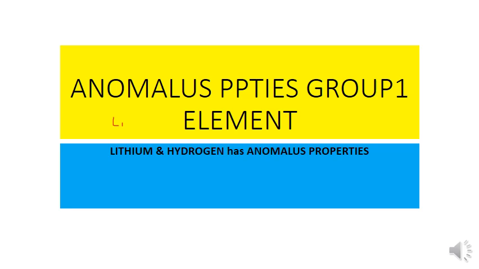Okay, we are going to see the anomalous properties in different groups. Here we are going to start with group 1. In group 1 you have elements such as lithium and hydrogen. Those elements have special features, or anomalous properties. We are going to see those anomalous properties.